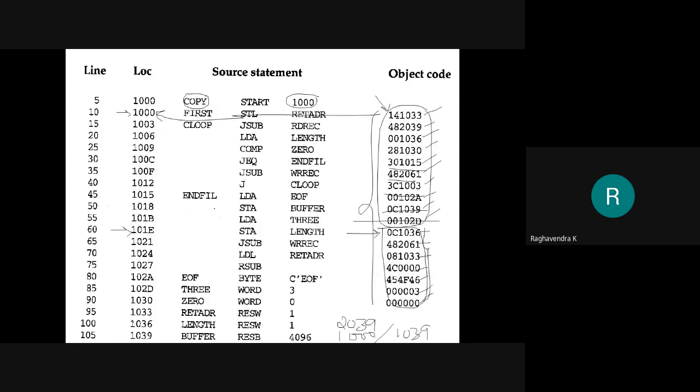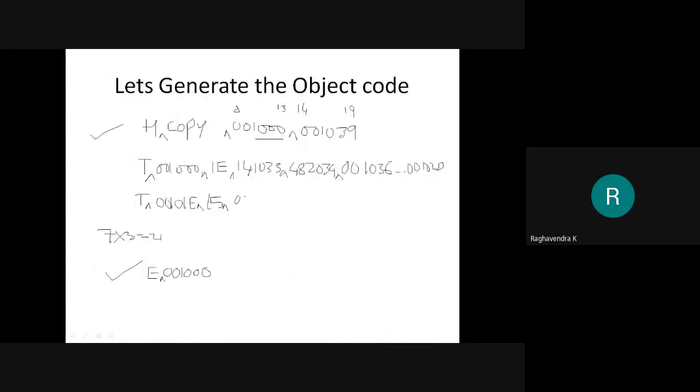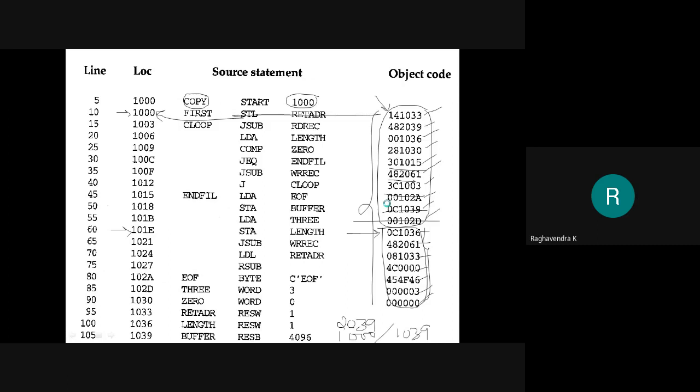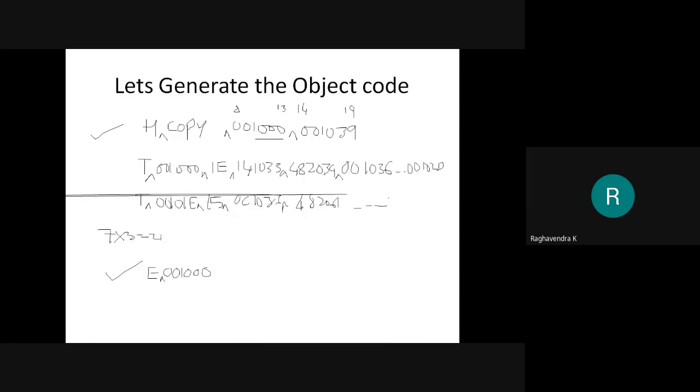Now I am going to write down the values for the object code. So 0C1036, and then continue with the next one, which is 482061, and so on and so forth, up to 0000.